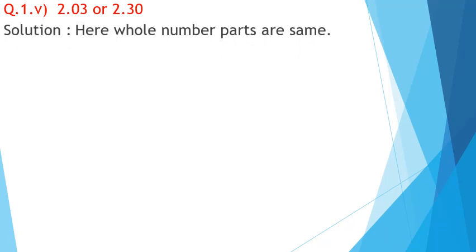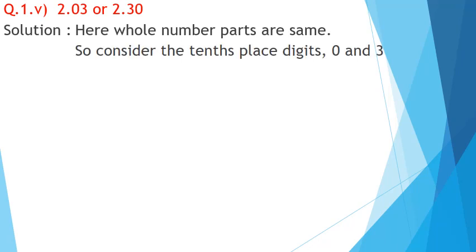Next question, 2.03 or 2.30, which is greater. Here the whole number parts are same, that is 2 is common in both the numbers. So consider the tenth place digit, that is 0 and 3. It is clear 0 is less than 3. Therefore, 2.03 is less than 2.30. Therefore, 2.30 is greater.